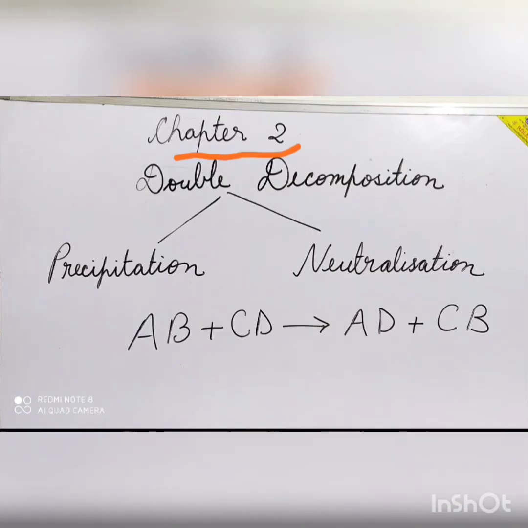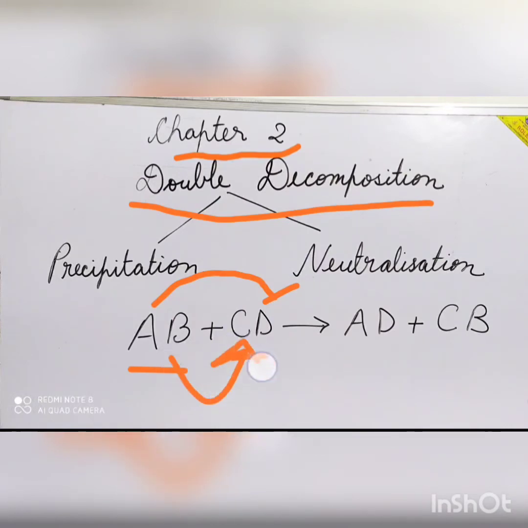Next type of reactions are double decomposition reactions. It is a type of chemical change in which two compounds in a solution react to form two new compounds by mutual exchange of radicals. Double decomposition reaction is also called double displacement reaction. As we can see here, AB and CD exchange the radicals. A reacts with D and B with C, forming the compounds AD and CB.